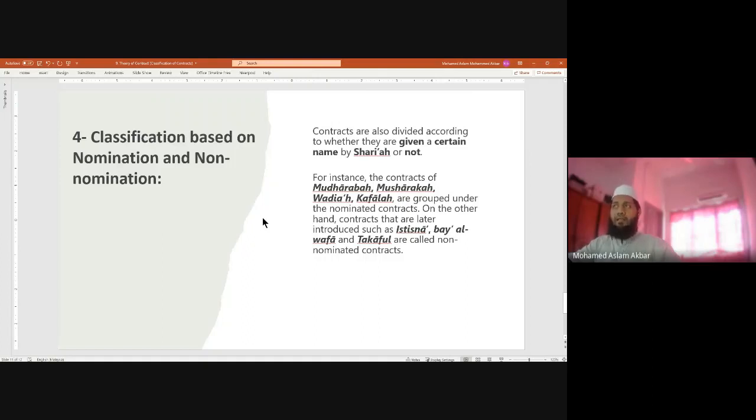On the other hand, contracts that are later introduced, that came later. For example, istisna, what we are doing, like for example, developing, a developer for a house, for a housing plan.